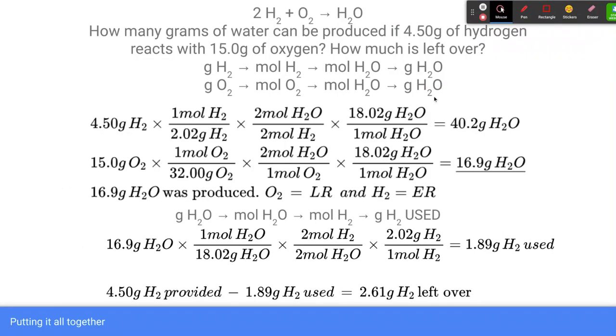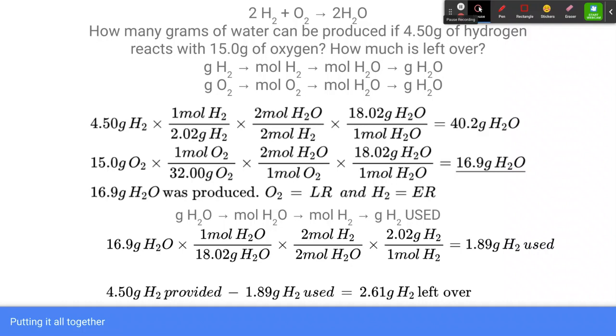So here's what it looks like all put together. We've got this one reaction, which is the hydrogen and oxygen going to our water. The question asks how many grams of water can be produced if 4.5 grams of hydrogen reacts with 15 grams of oxygen, and it's also asking how much is left over. So my first problems, again, I ran from grams of reactant to grams of product. I figured out that only 16.9 grams of water was actually produced. I figured out that oxygen was my limiting reactant. Hydrogen was my excess reactant.